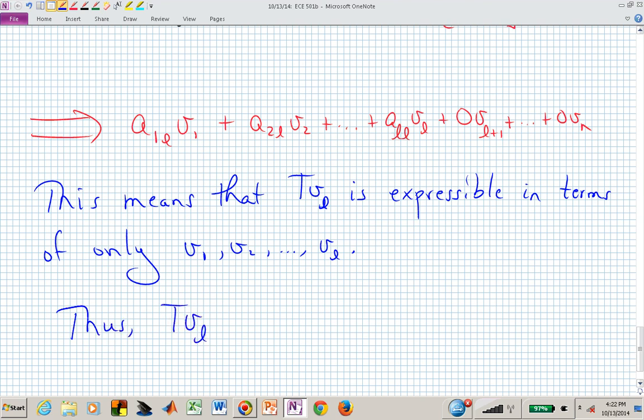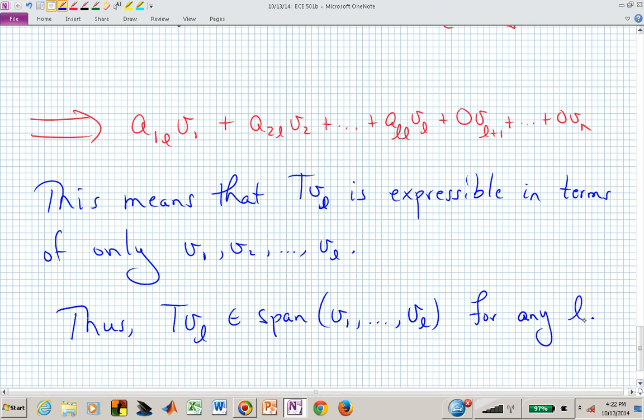T v sub L lives in the span of v1 through v sub L, and that's true since we didn't specify a particular value of L. That's true for all L from 1 up to little n. And that was really statement B. So that now says that A does imply B.